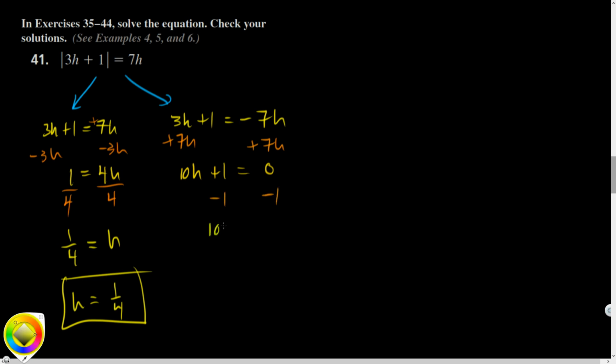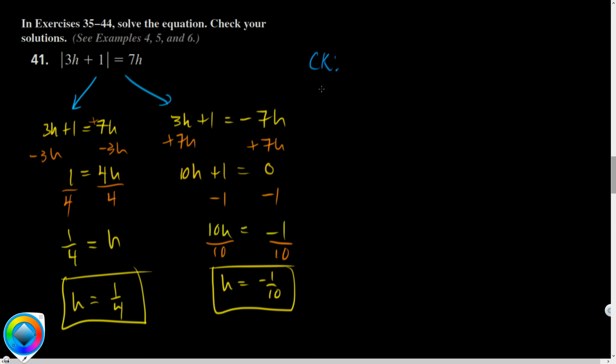Oh, guys, we're getting there. 10h equals, notice, trying to line up my equal signs as best as I can. And then divide both sides by, no, not h, 10. And so I got h equals negative 1/10. So I think we did everything right here, except, wait a minute, they said check your solution.